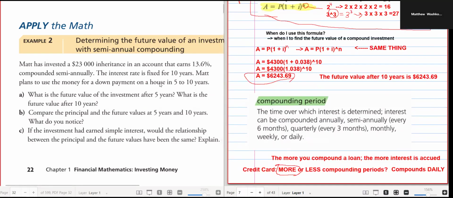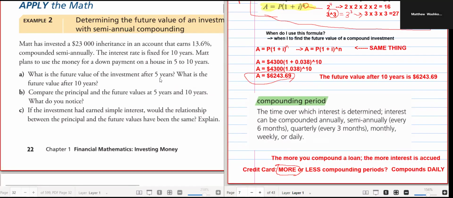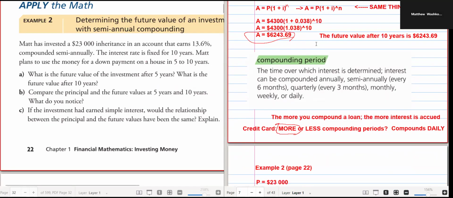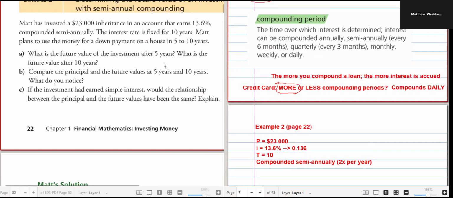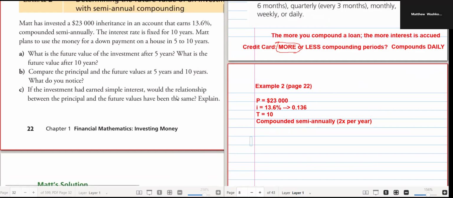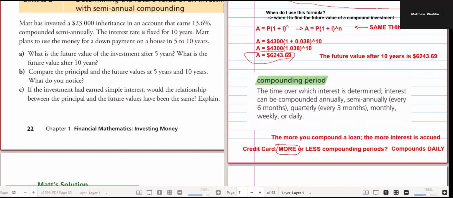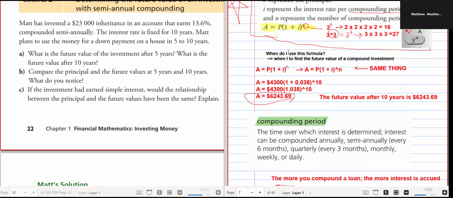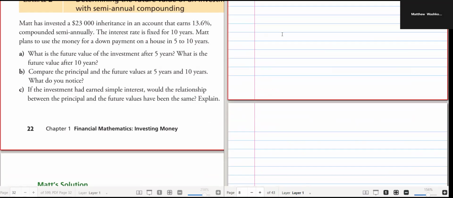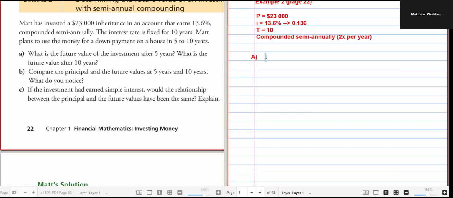So Matt plans to use his money for a down payment on a house in 5 to 10 years. So we want to know, well, how much is it going to be worth in 5 years? What's it going to be worth in 10? So question A is asking you to do this equation twice, right? So, I'm finding the future value of a compounded interest loan. Here's your formula. So A is equal to P, 1 plus I to the power of N, right? So we're going to start out here with the 5-year.